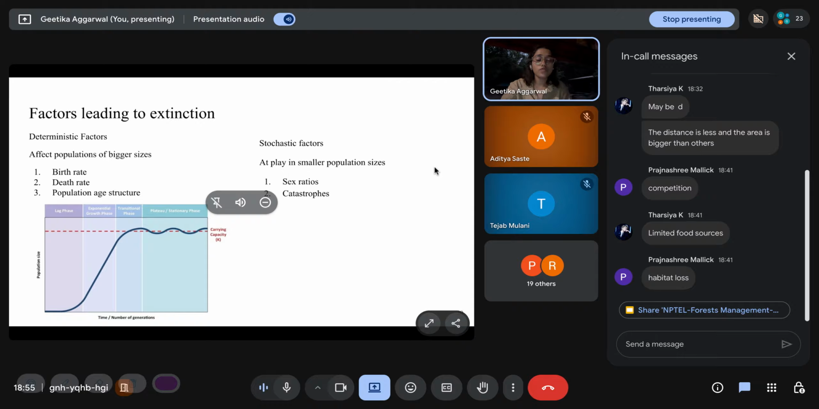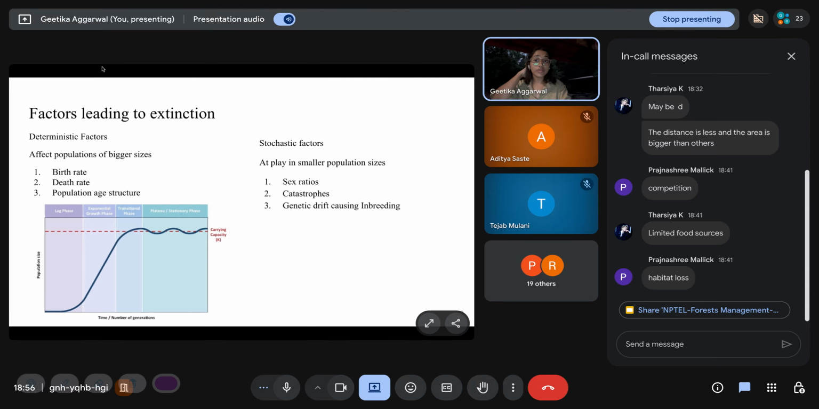Another is a sudden catastrophe. Say a small population lives in a particular forest area and is found nowhere outside it. If a sudden forest fire destroys that forest, then that population is also destroyed. It goes extinct because it's not found anywhere else, as it's a small population. The entire population gets wiped out by the catastrophe.